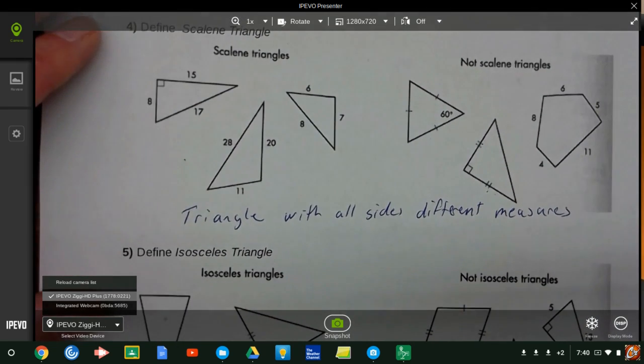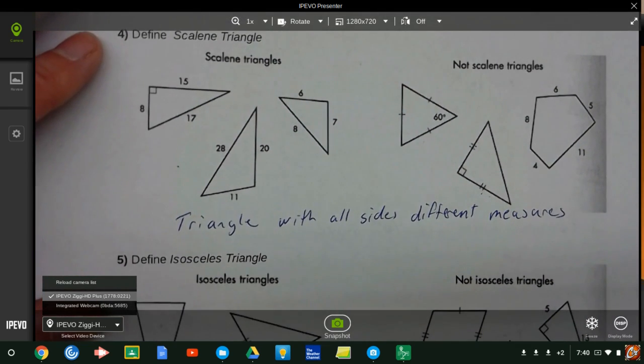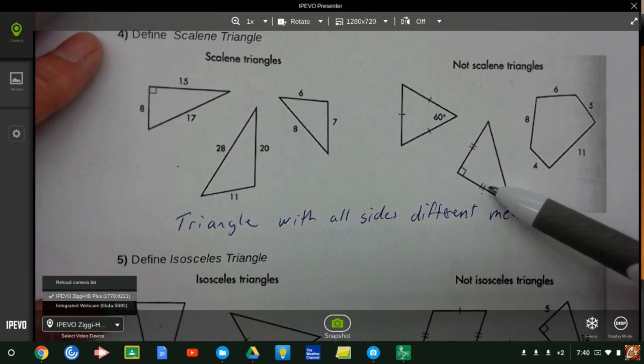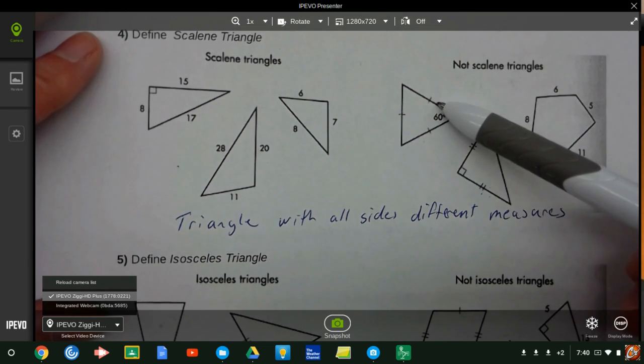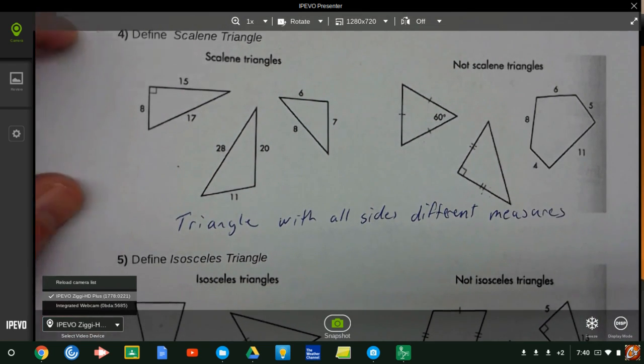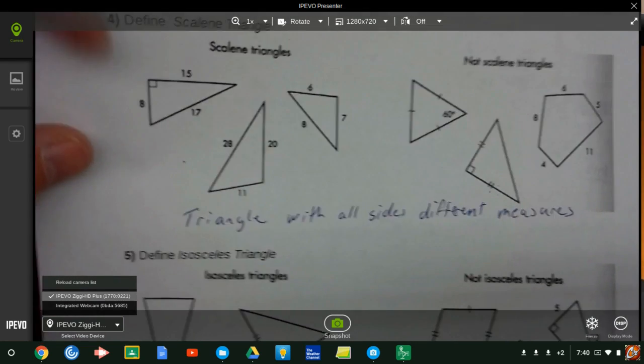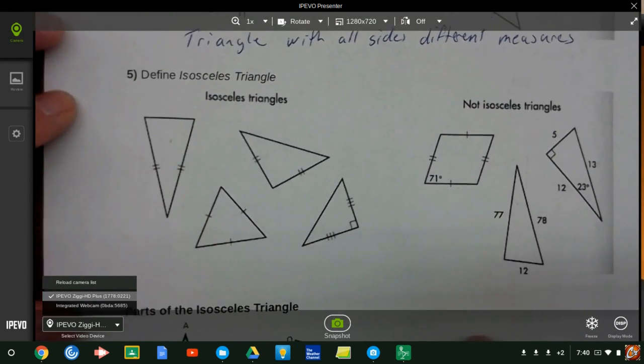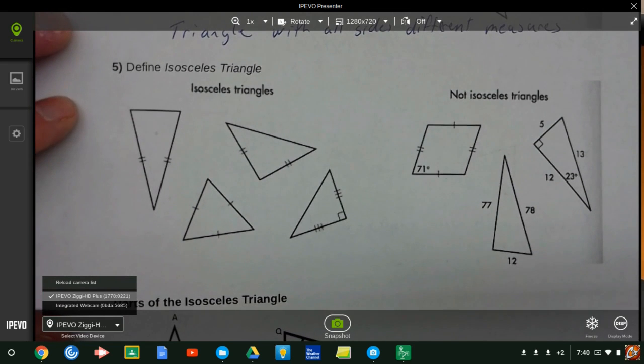Okay, so each side is going to have a different measurement to be scalene. If I have two equal sides, it's no longer scalene. If all three sides are equal, it's no longer scalene. So let's try another one. Again, looking at sides, an isosceles triangle. Go for it.